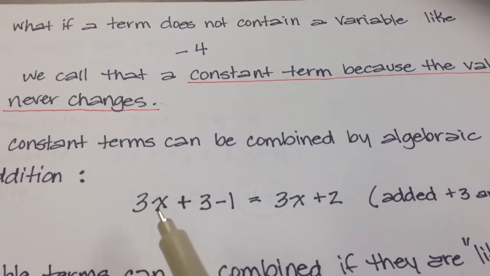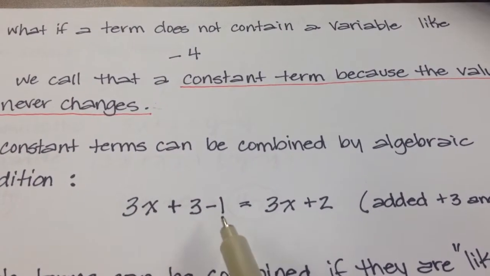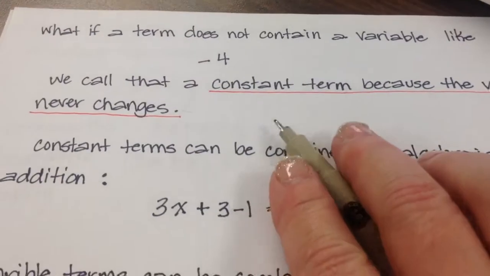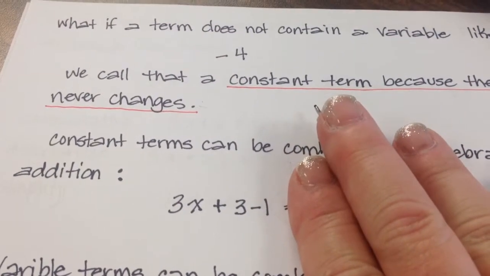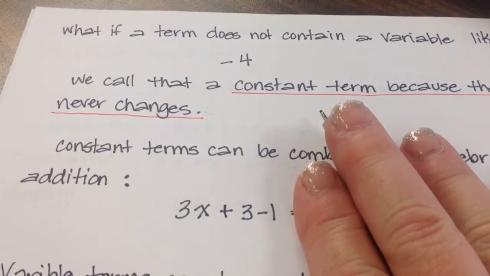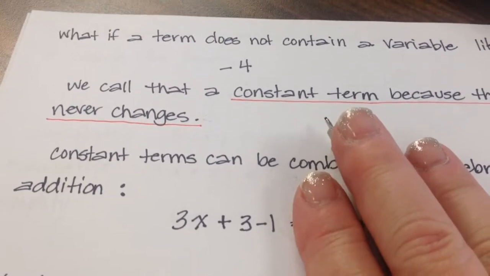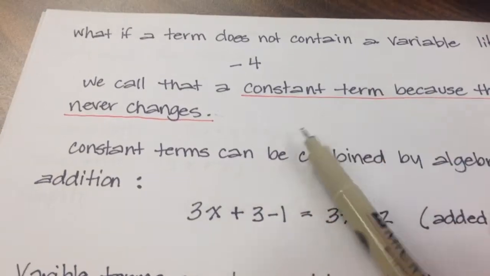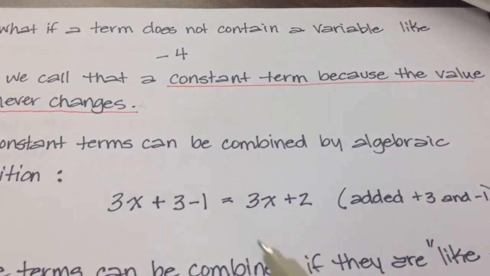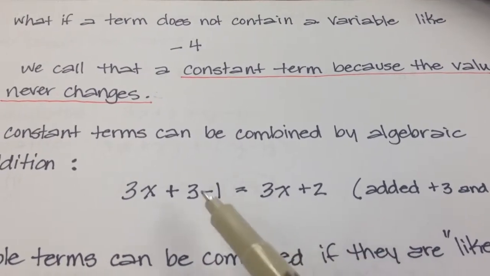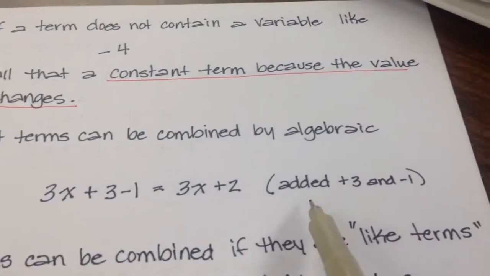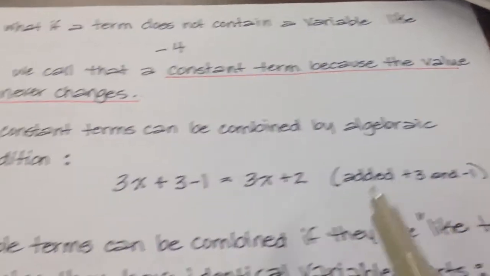All right, so I have 3x plus 3 minus 1. All right, before you look at this, I have 3x. Is that the same as 3? No. But are 3 and 1? They're just numbers. They're constant terms without any variables, right? So this equation actually should look like this. 3x plus 2, because 3 minus 1 is 2. Added plus 3 and -1.